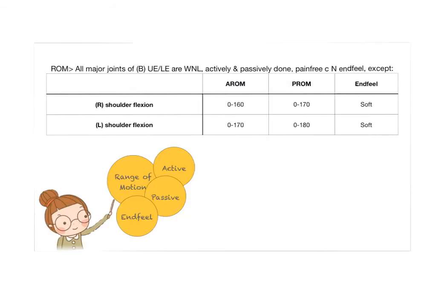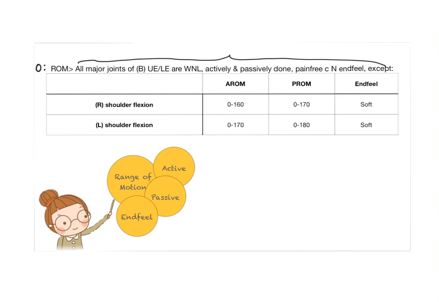For the range of motion, this is how you're going to document it. So notice that dapat merong O if you're going to write it individually, no? O, colon, and then range of motion, and then the greater than sign, and then this heading is constant, so you always write this heading. Okay, all major joints of bilateral upper extremity, lower extremity are within normal limits, actively and passively done, pain-free, with normal end feel, except, so all findings that are abnormal should be tabulated. So how will it look like?